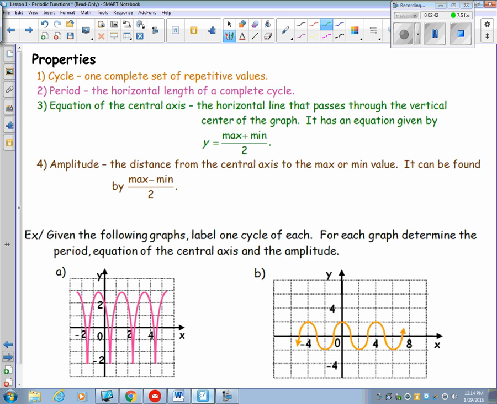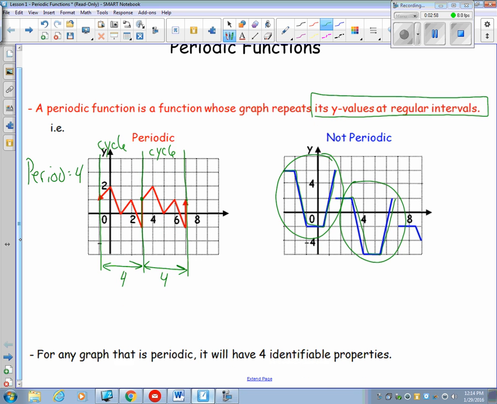Our third one, the central axis. It's the horizontal line that passes through the vertical center of the graph. It has an equation, max plus min divided by 2, and make sure we have this y equals part right here because it's a horizontal line. So if I'm writing down my central axis for the first one here, I'm going to start off by saying, CA, my central axis, y equals. It's a horizontal line.